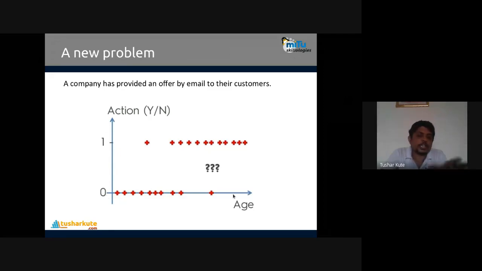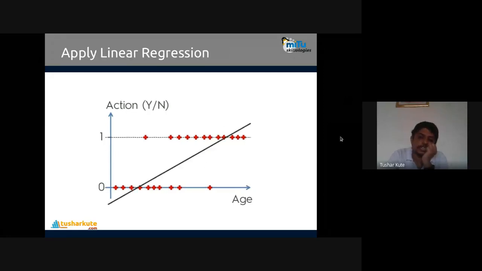So now we can observe that the output variable is dichotomous, that is binary. Based on age, you have to identify whether you have received the email or not. If you apply linear regression, the model will be like this, but it has an accuracy of only 50%, because you can observe that only two points are on the line. What about the other points? These points are far away from the line.